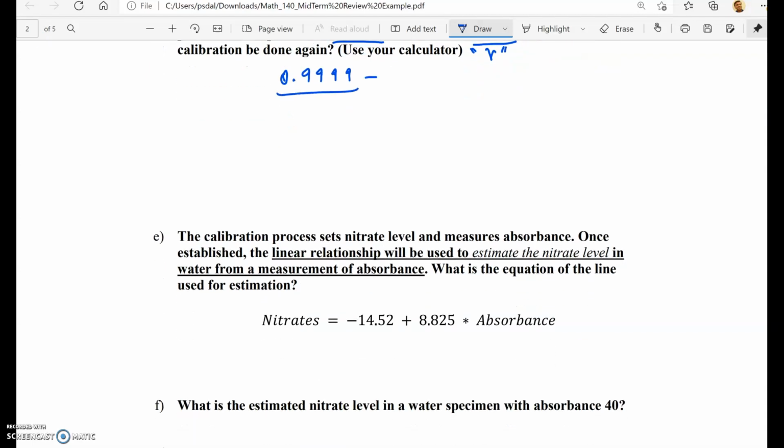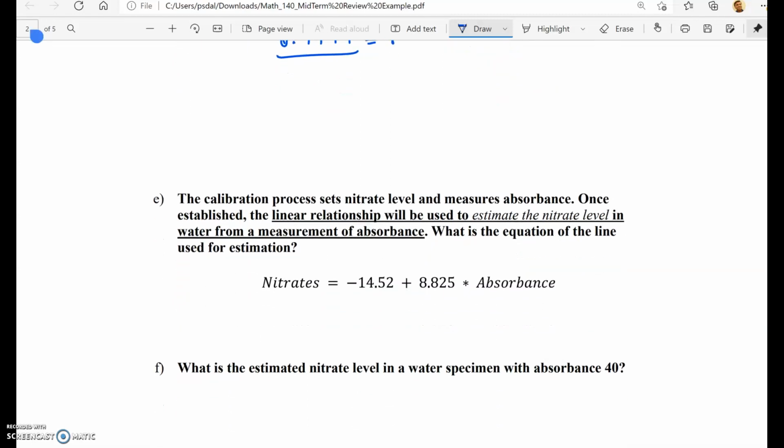So the correlation R is 0.99999. The calibration process sets the nitrate level and measures absorbance. Based on the nitrate level, you get absorbance. But once that is done, the linear relationship will be used to estimate the nitrate level. Whatever we're trying to estimate is our Y, and it sits on the left side. We want to estimate the nitrate level from a measurement of absorbance. So given the absorbance, so given X, we'll find the nitrate level, which is Y.